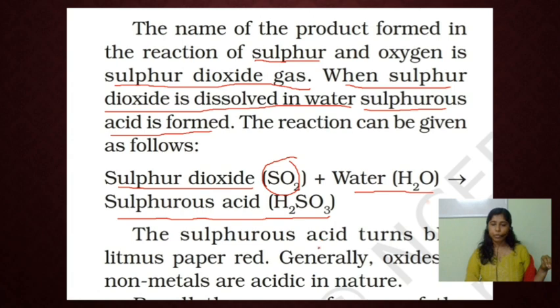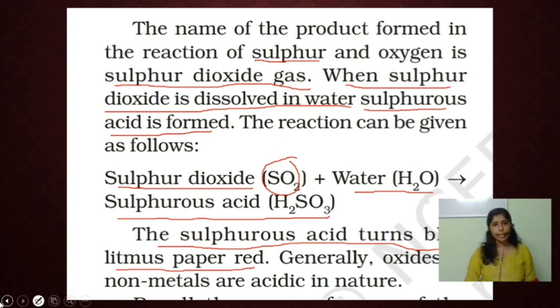Which one? Sulfurous acid. Due to this, there is a color change from blue to red. That means that substance is acidic in nature. Here sulfur dioxide plus water gives sulfurous acid, and the sulfurous acid turns the blue litmus paper red. And saying generally, oxides of non-metals are acidic in nature.